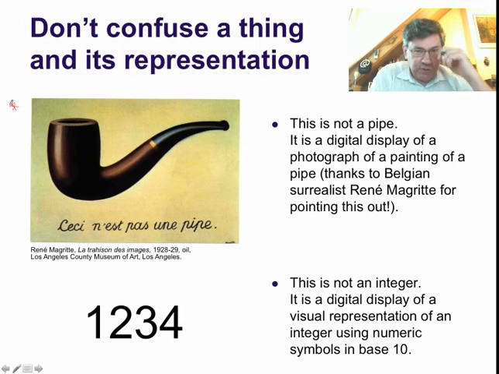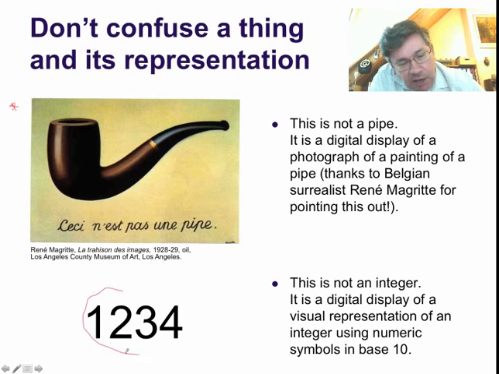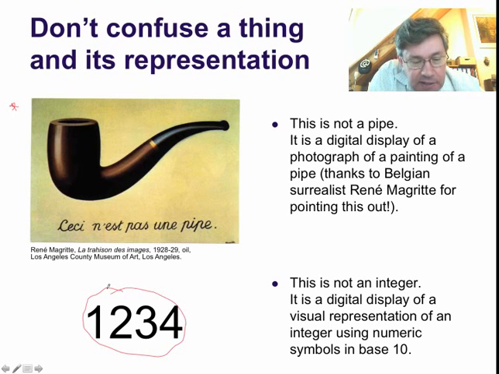And in fact, someone asked Magritte, but what is it then? How come it's not a pipe? And Magritte said, try stuffing it with tobacco and you'll see that it's not a pipe. So this is a digital display of a photograph of a painting of a pipe. Unless you print it out, in which case it's a printed version, etc., etc. So what's here on the bottom of this slide is not an integer. Analogously, it's a digital display of a visual representation of an integer using numeric symbols in base 10.